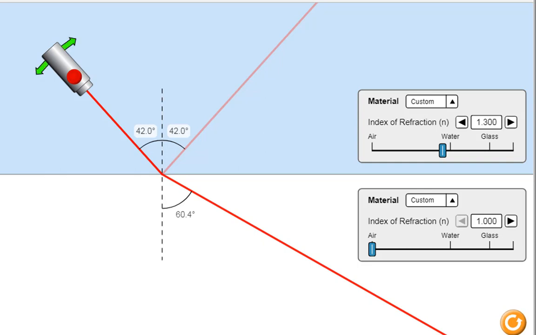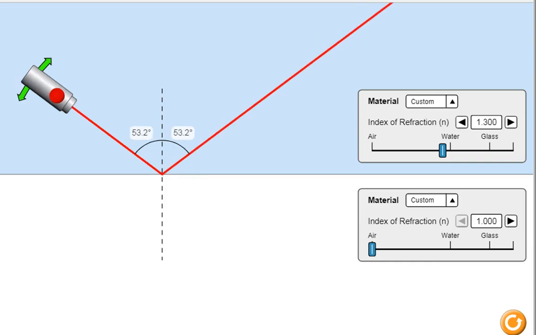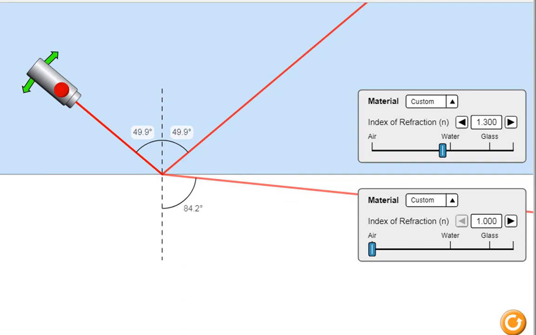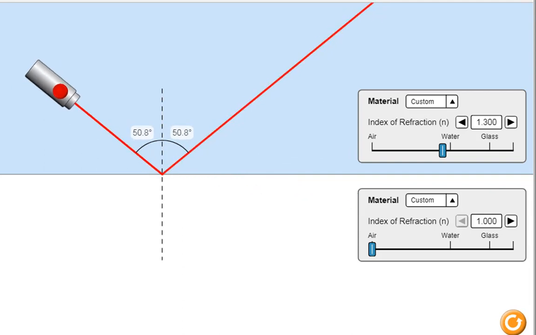So we have to increase the angle of incidence, and as we do so, notice how the refracted ray gets closer and closer to the surface. If we could get it exactly at 90 degrees... they have overshot. If we could get the angle of refraction to be 90 degrees, that would be exactly the point where we have our angle of incidence equal to the critical angle. That is very difficult to do. As you can see, it changes very quickly from refracting to total internal reflection.